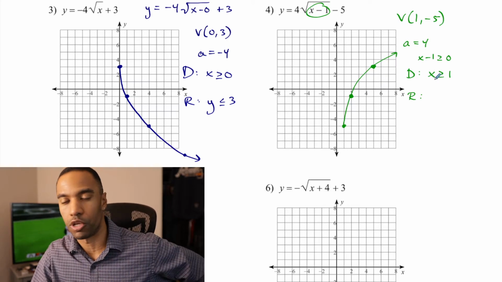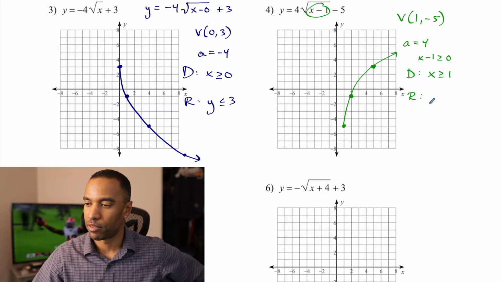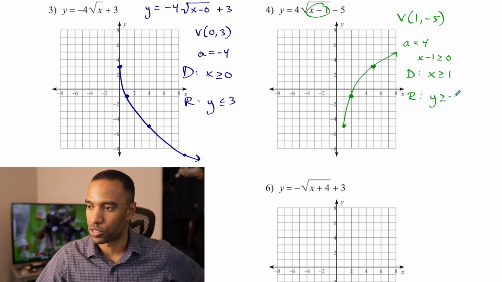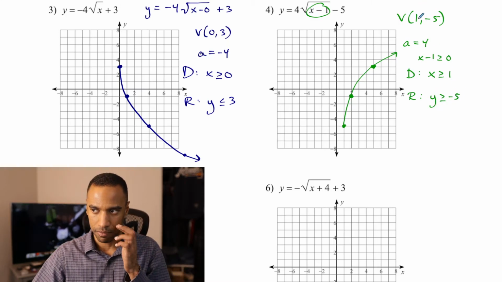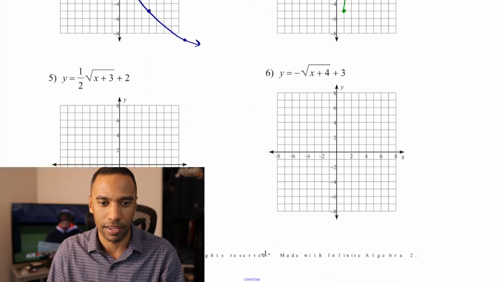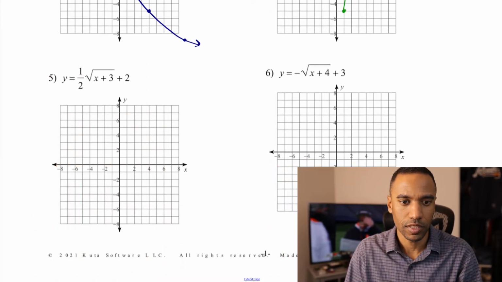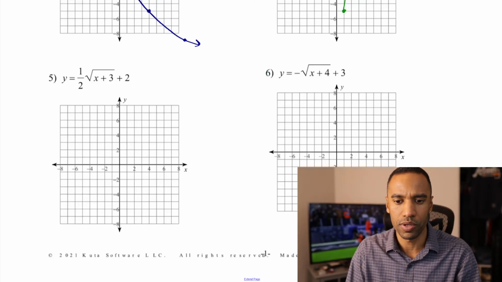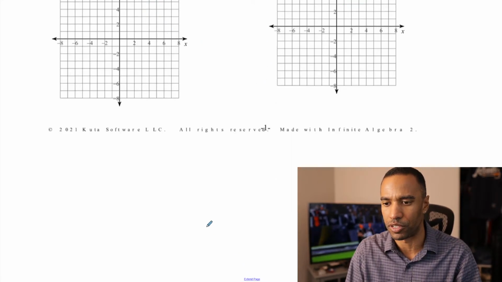I'll compute the domain first, and then we'll get the range after we graph. But the range is y is greater than or equal to -5. Again, they have to do with the vertex values. Okay, number 5. Numbers 5 and 6, last two square root ones. You can see how this really starts to speed up over time.